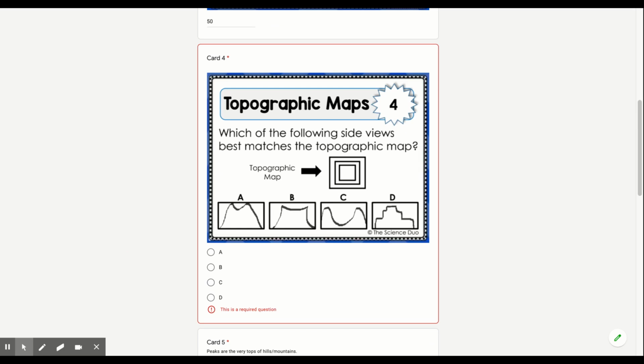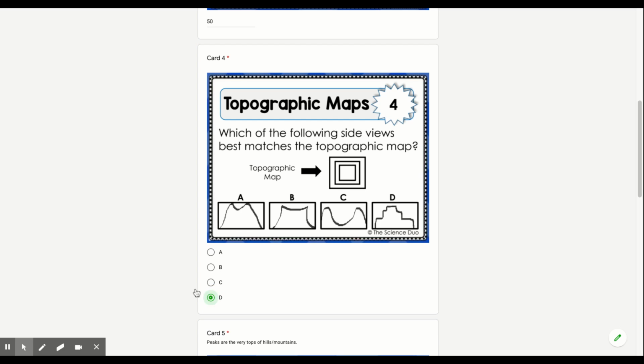Here you have a multiple choice question. So card number 4, which of the following side views best matches the topographic map? This is a topographic map, and you need to figure out which one best matches. So remember, when we first started talking about the maps, you had to do the matching. And I said, envision yourself a bird, and you're flying over this section. So what is the side view? What does the land look like? And so hopefully you guys remember, oh, D. Okay.